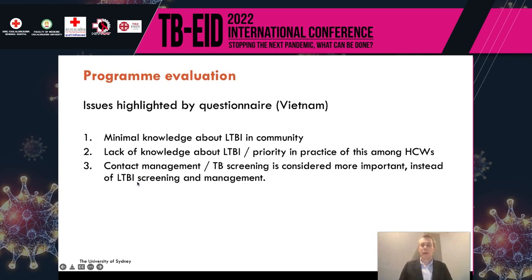So what we found during the first phase was that there was minimal knowledge about latent TB infection, both in the general community and also within the healthcare worker population, that there was a lack of recognition that latent TB infection was an important priority for the contacts of index patients with TB. And it was considered that TB screening for active disease was more important. And this is a common perception in many countries.